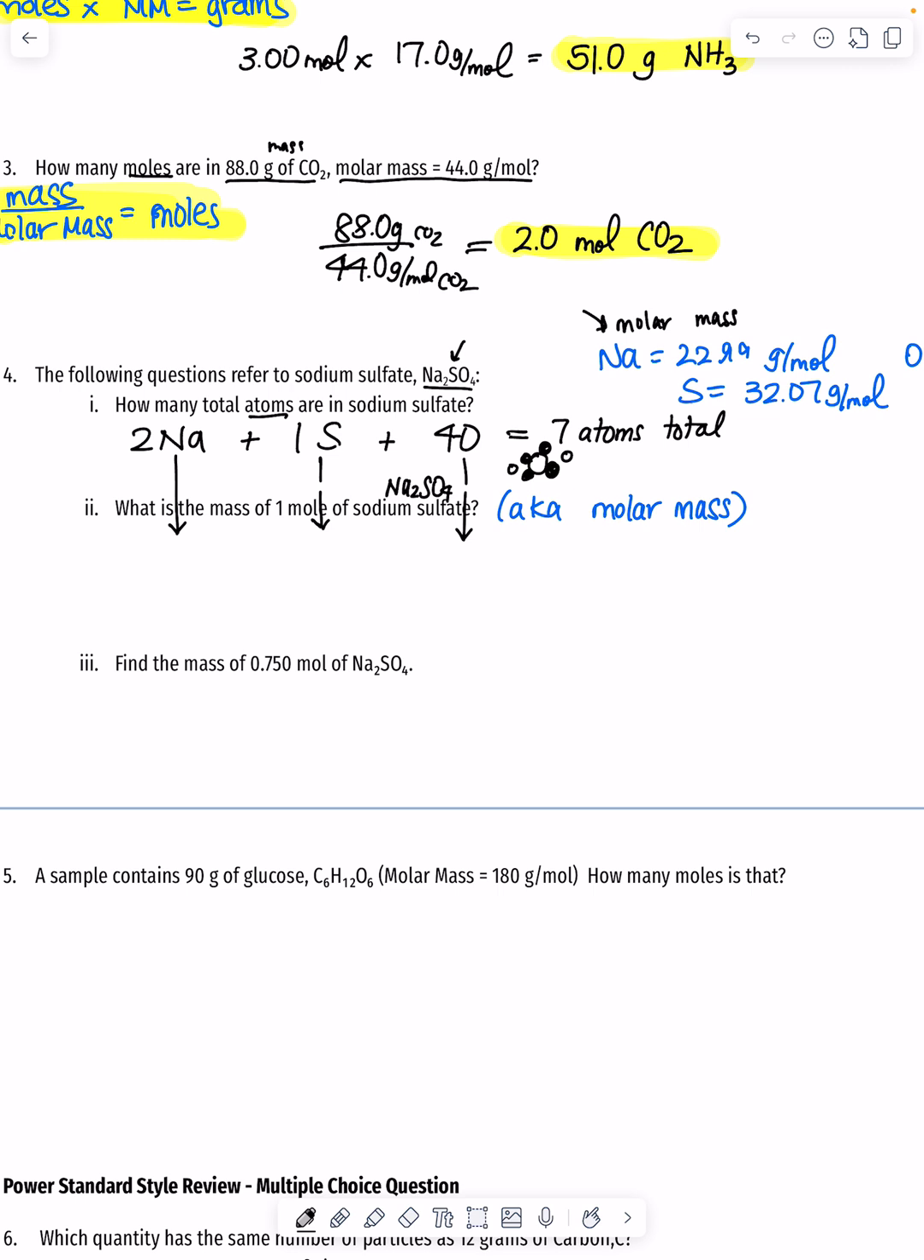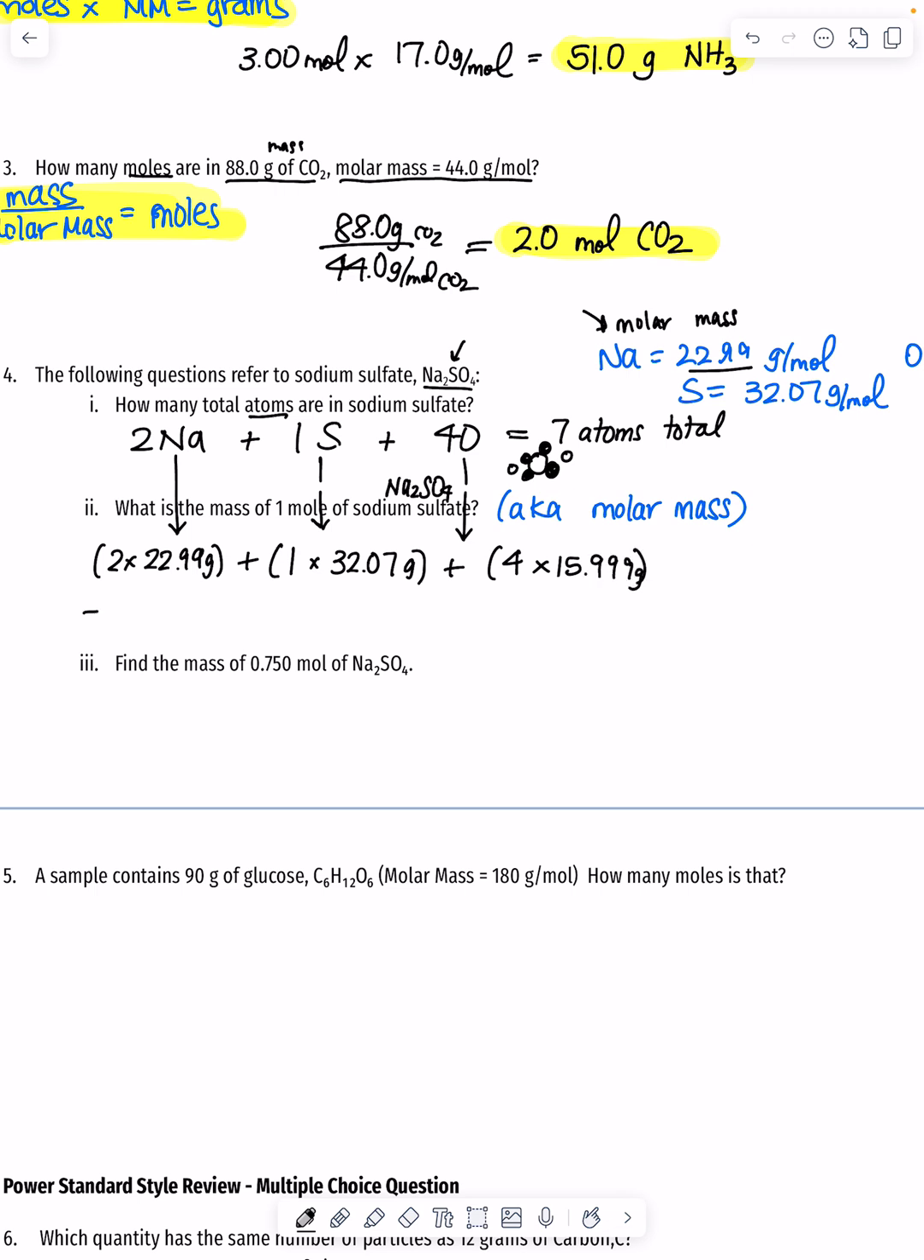So there's 2 Na's, so I'll need 2 times the molar mass of Na, which is 22.99 grams. I'm going to add that to 1 sulfur, so 1 times 32.07 grams. And I'm going to add that to 4 oxygens, 4 times 15.999 grams.